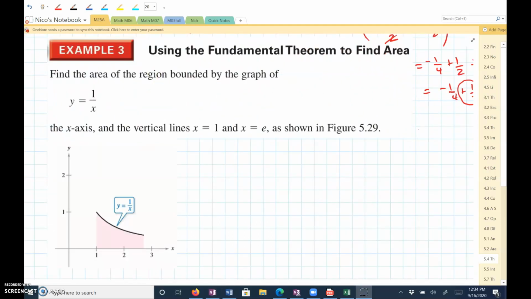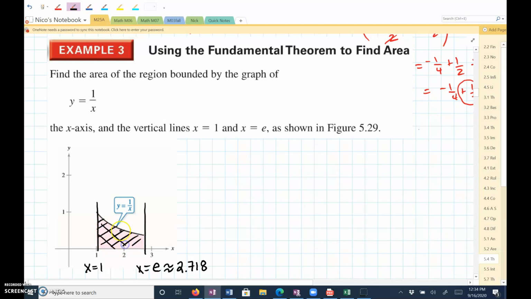Okay, example 3 here, we're going to find the area of the region bounded by the graph of y equals 1 over x, the x-axis, the vertical lines, x equals 1 and x equals e, as shown in the figure. So we're going to find the area underneath the curve of 1 over x. The limits of integration are going to be x equals 1 and x equals e. Remember, e is roughly 2.718. So we're finding the area right here.